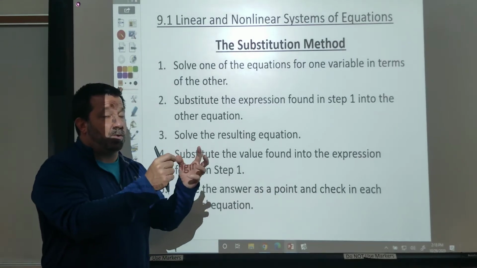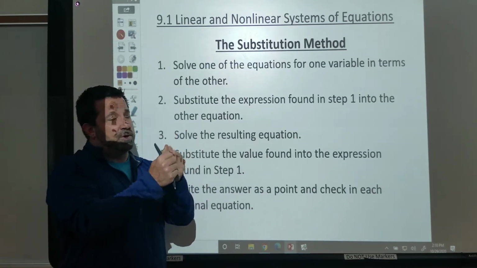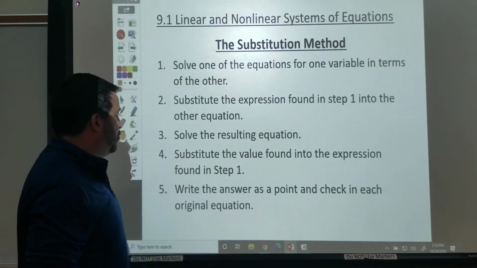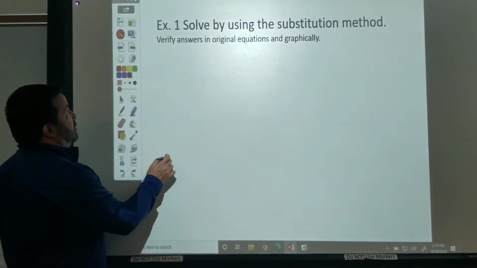So you plug it back into the first equation, make sure that point makes that true. Plug it into the second equation, make sure it makes that one true as well, because it may make one true and not the other. So it's got to make both of them true. Okay, so now I'm going to show you some examples of that.